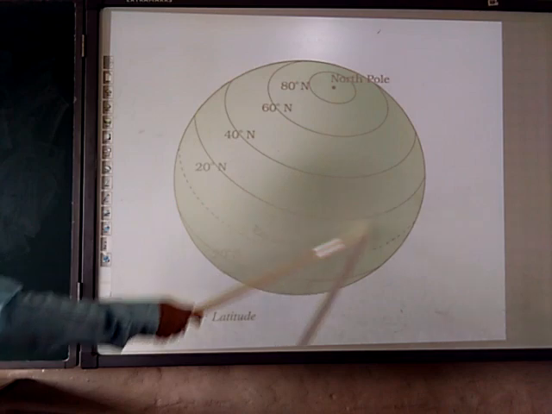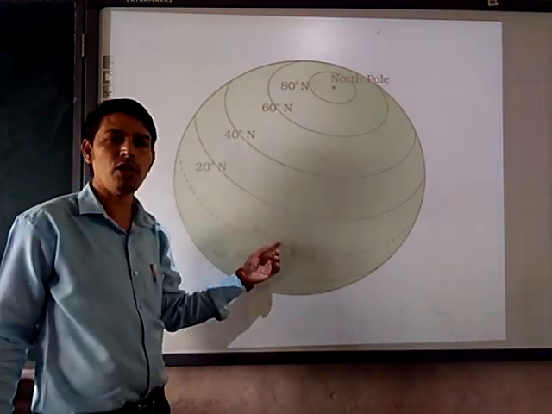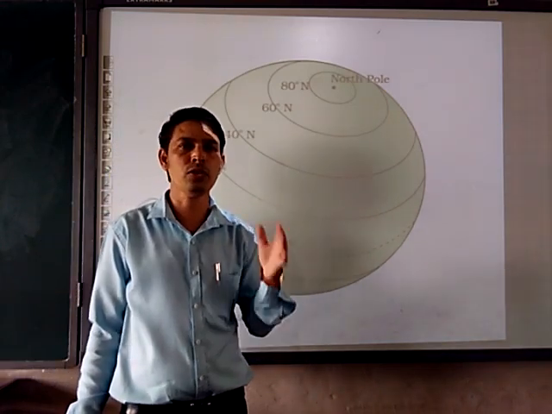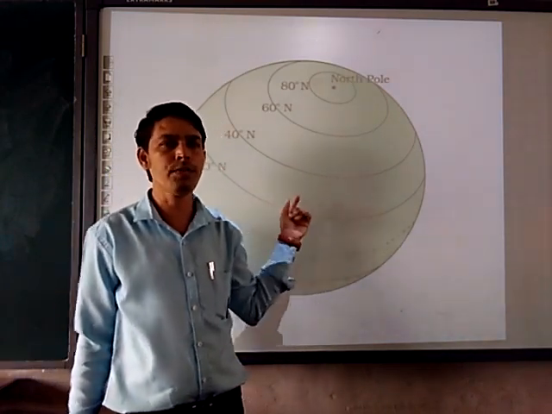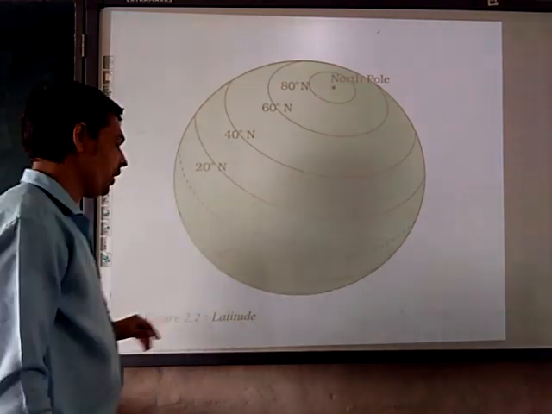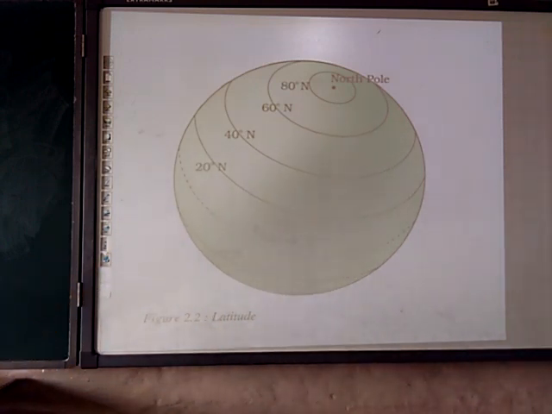Next, this particular photograph, figure number 2.2, latitude, is your homework. You have to draw and label it in your notebook. So today's first homework is you have to draw the latitudes in your notebook. Figure number 2.2. Please copy it down.